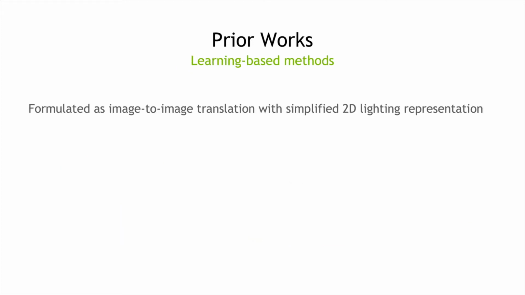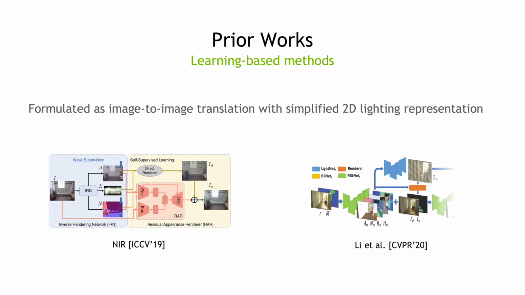Considering the limitations of classic optimization-based methods, recent works favor data-driven, learning-based methods. The two recent state-of-the-art methods formulate the task as image-to-image translation and train with synthetic ground truth. The major challenge here is how to represent lighting.